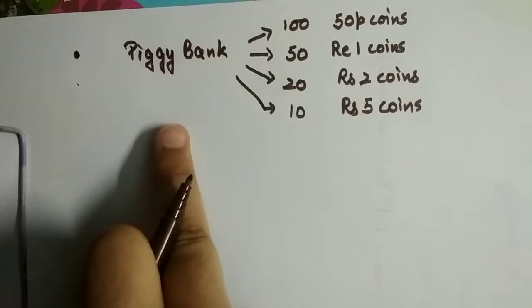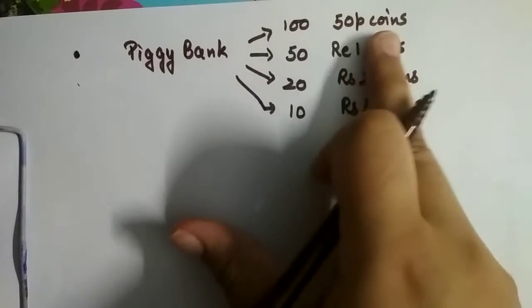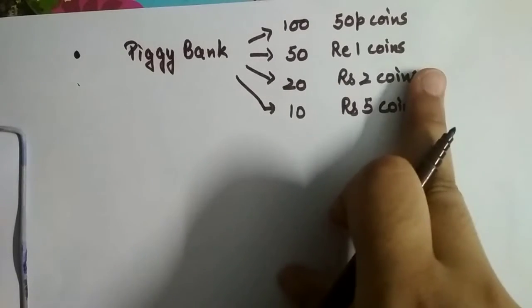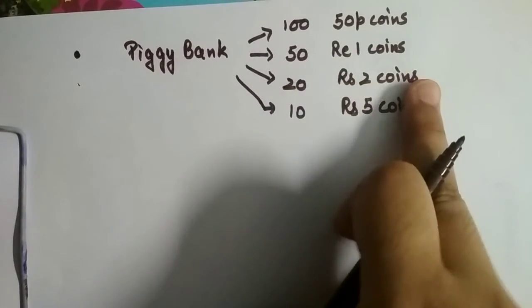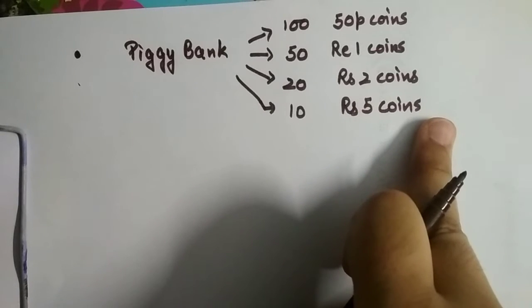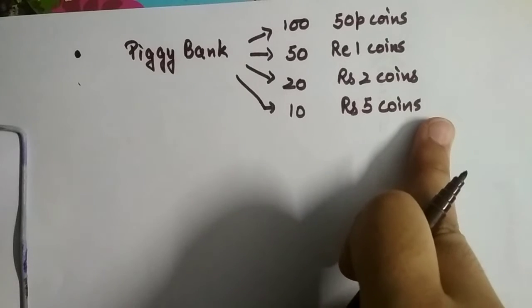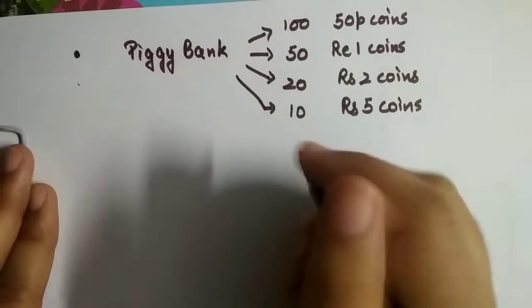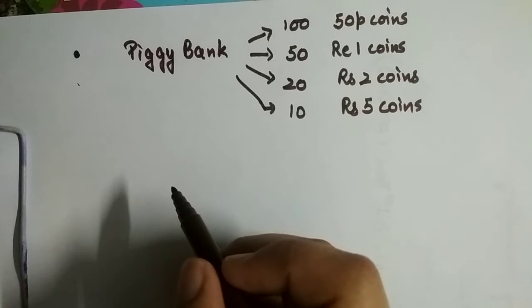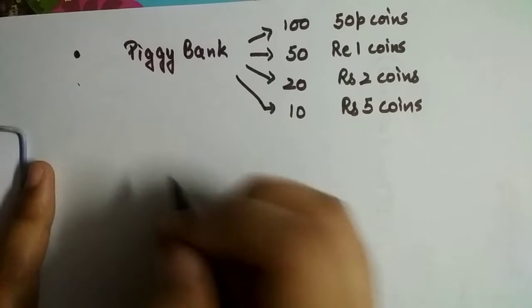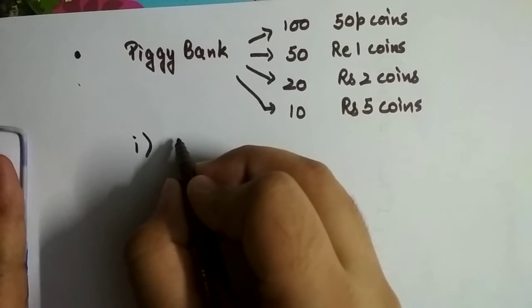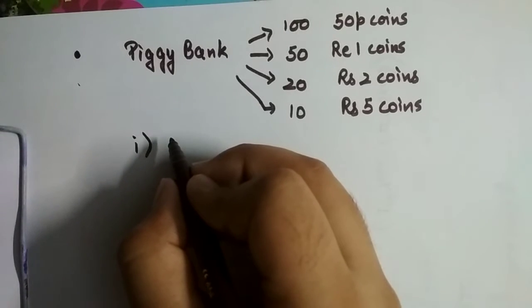It is given that a piggy bank contains 100 50 paisa coins, 50 rupee 1 coins, 20 rupees 2 coins, and 10 rupees 5 coins. It is equally likely that one of the coins will fall out from the bank when it is turned upside down. Equally likely means everyone's chances are equal. So what is the probability that the coin will be a 50 paisa coin? We have to find the probability of the event that the coin is a 50 paisa coin.